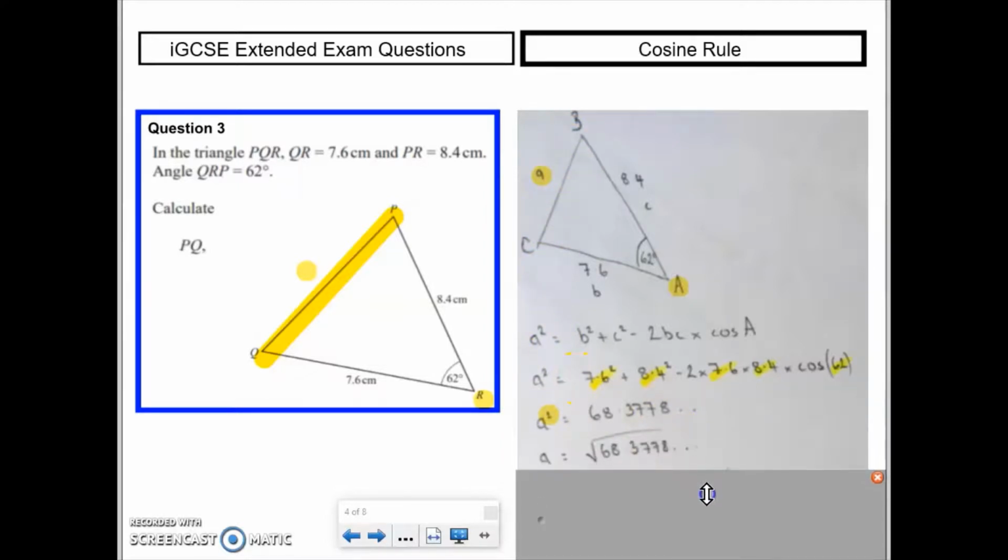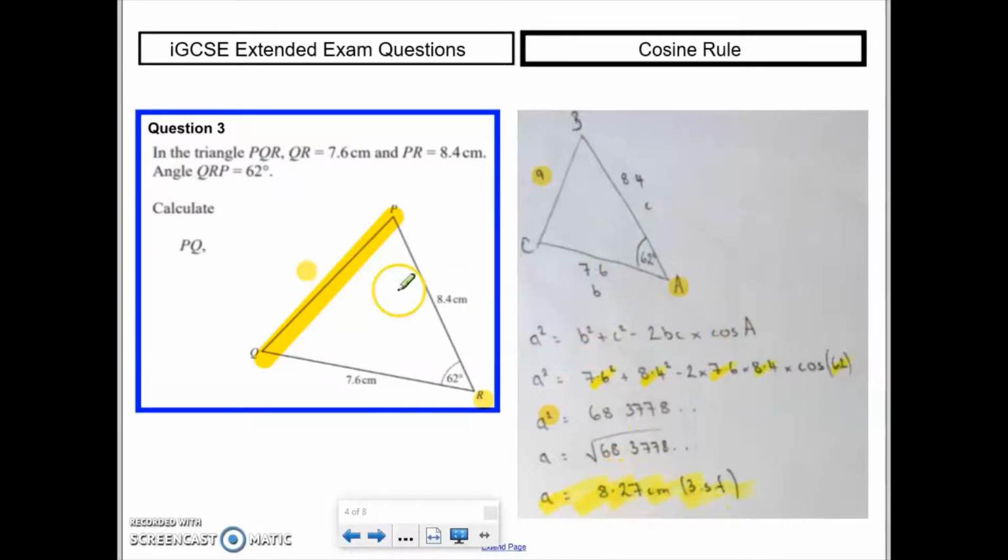So we're going to square root that value, which is going to tell me that the value of a to three significant figures, this distance here, is 8.27 centimetres. Very well done if you worked ahead of me there and you were able to produce this diagram labelled correctly and apply the cosine rule to get this value. 8.27 is the distance between P and Q.